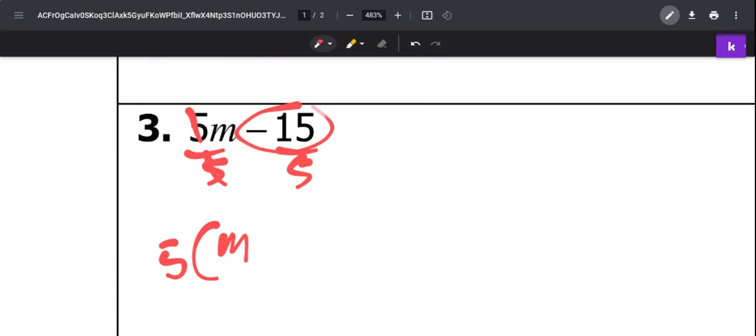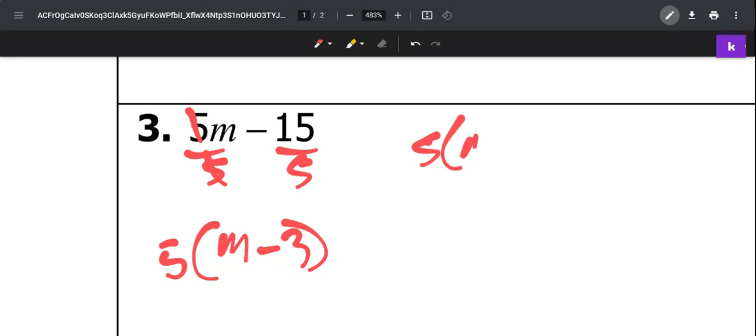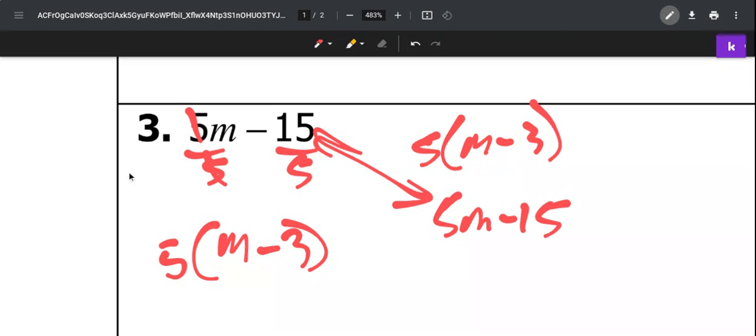So this is actually like saying negative 15 divided by 5, which would be a negative number. So this would be minus 3. All right. So then when we multiply it back and distribute it, we would end up with 5m minus 15, which is what we started with. But let me show you another example.